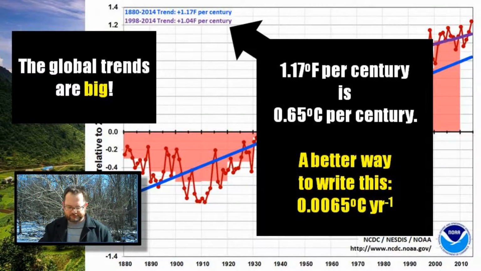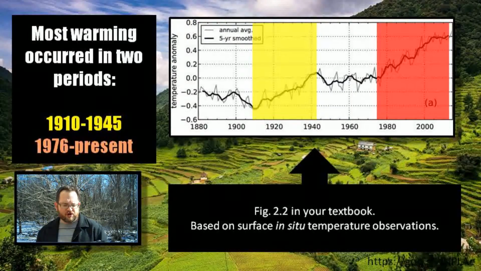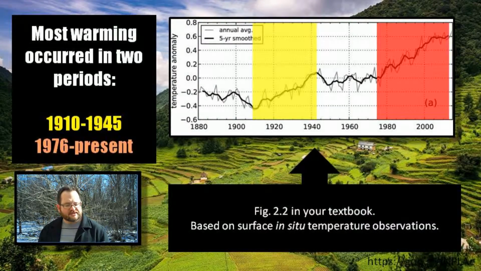That means per year. Notice that the warming has not been all that continuous. There have actually been 2 periods where most of the warming has happened. One was about 1910 to about 1945, and then there was a second period from about 1976 to the present. Between 1945 and 1976, we had about a 30-year period there where there was actually very little warming. There's a lot of thought as to why that was.